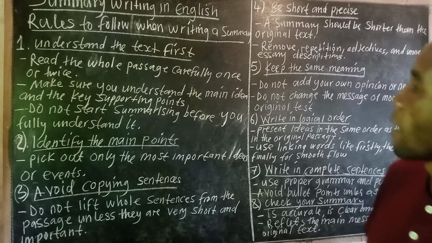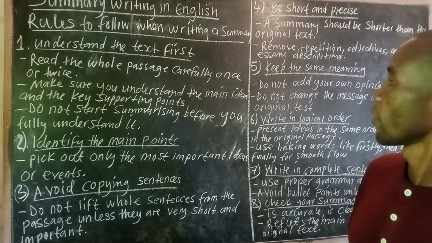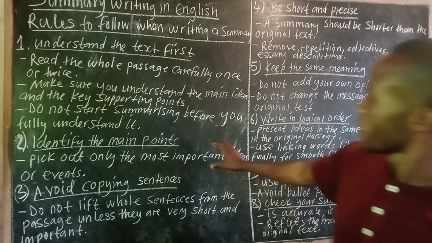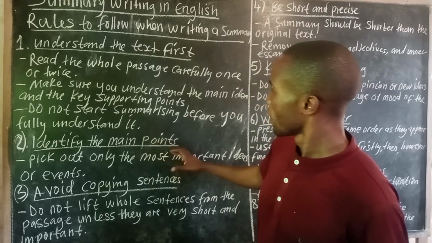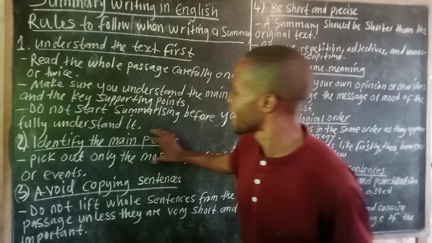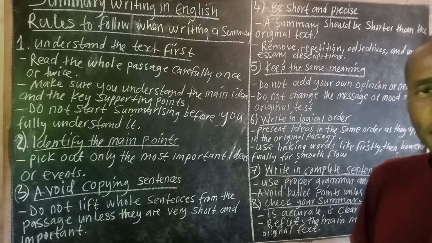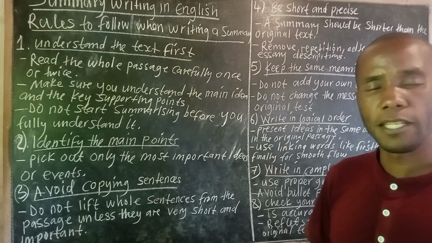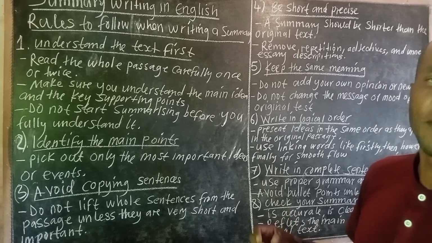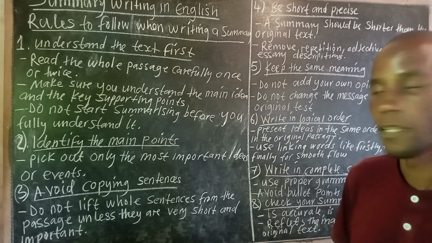Then point number 2, identify the main points. After you have read and understood, go back to the passage and identify the main points. It will be very easy for you to identify the main points because you've understood the passage. You just go direct and underline: this one is the main point, this one is the main point.